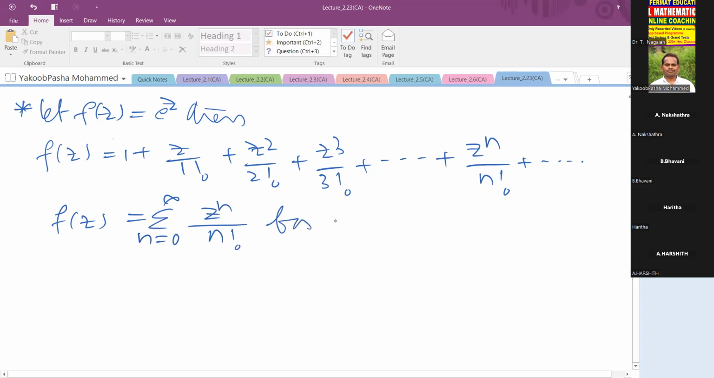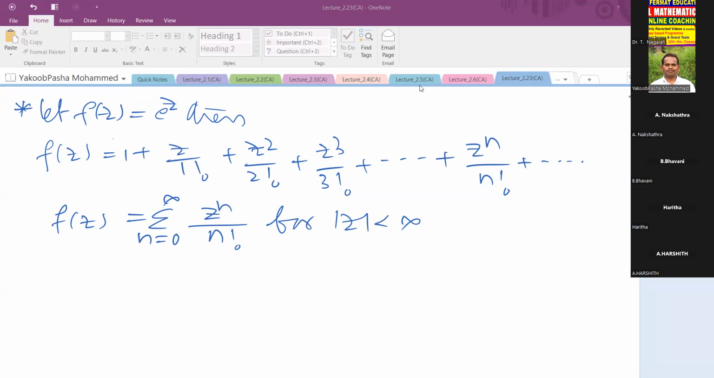This series converges for modulus of z less than infinity. That means it exists for the entire real line. Modulus of z is a real number, so we can write minus infinity is less than modulus of z is less than infinity. So z lies between minus infinity and plus infinity in this disk. So this is the expansion of f of z.